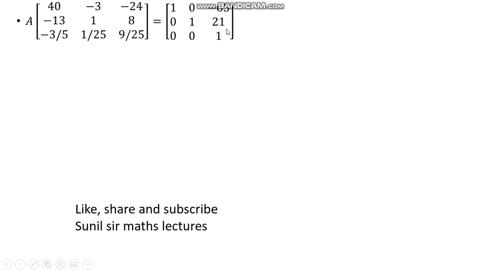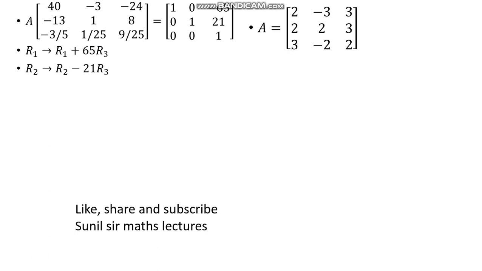Now when we get this 1, how to make these two zeros? We just use R1 changes to R1 plus 65R3, for the rough work, and R2 changes to R2 minus 21R3. You do that and you will get the simplified one on the left side. That is your A inverse. That's the rough work for you. Let's go to the second question.